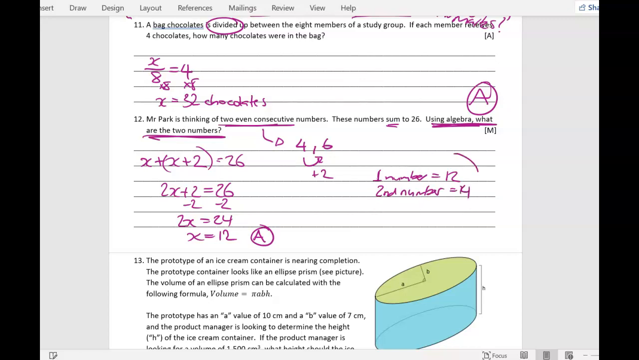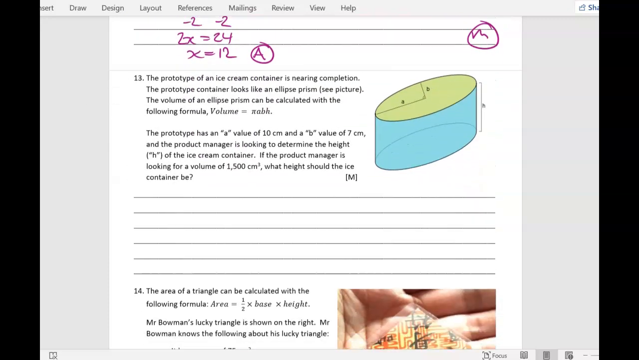So we'll put the 1. But you did need some kind of reference to 12 and 14 to get that merit mark as well. And that's really, really important for contextual questions. You must actually answer the questions, not just solve for a random variable. So that was 12. We're now going to scroll up to question 13.